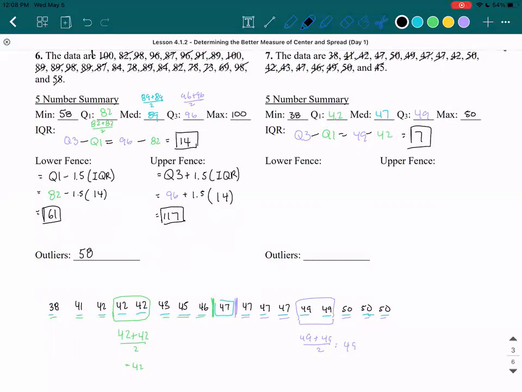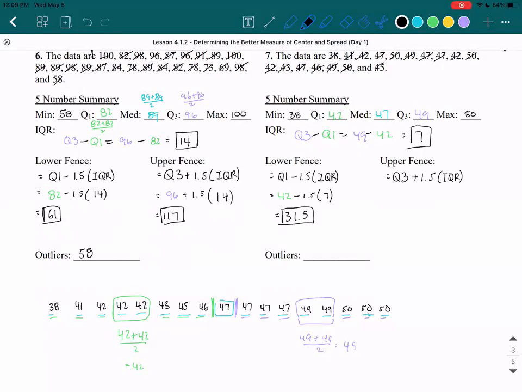Then we should calculate our lower fence and our upper fence. Remember the formulas, Q1 minus 1.5 times IQR. And then over here it's Q3 plus 1.5 times IQR. All right, so for the lower fence, we have Q1, 42, minus 1.5 times 7. And that gives me 31.5. That is our lower fence.